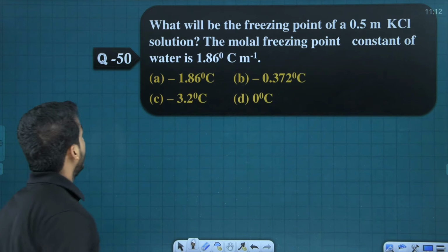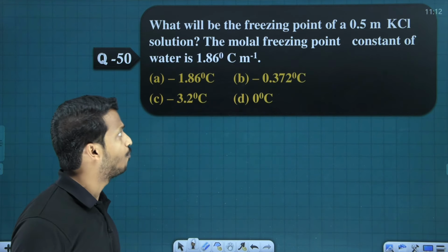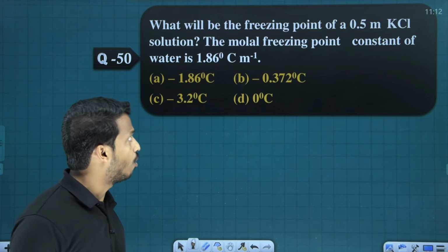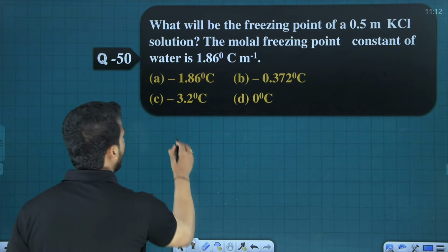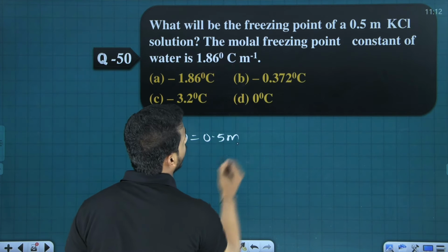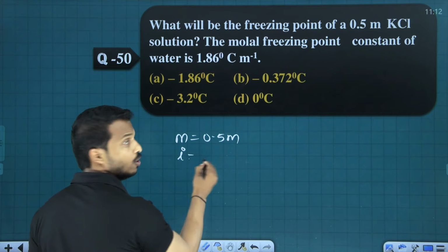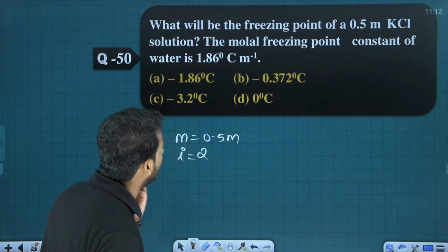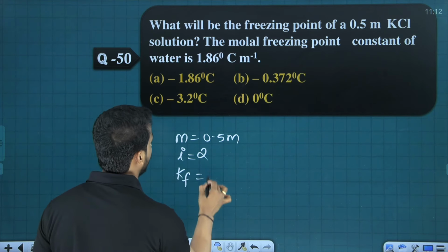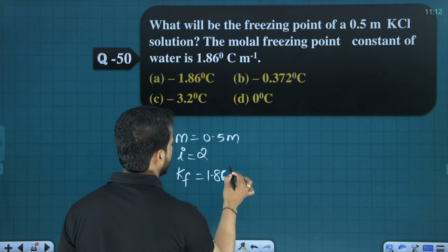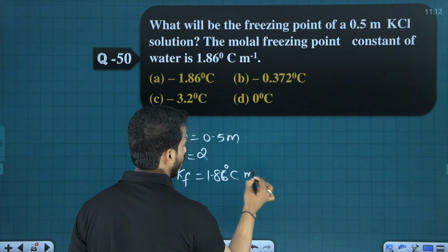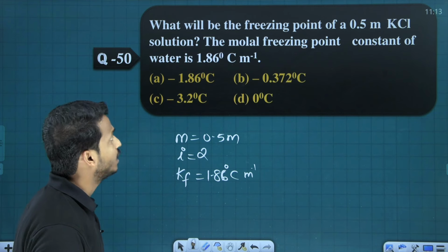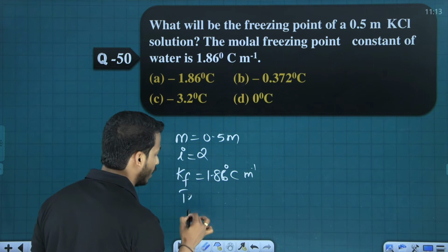Now, what will be the freezing point of 0.5 molal KCl solution? The molality is given to you, 0.5 molal KCl solution. So what is the i value of KCl, all of you? 2, right? K plus and Cl minus, 2 ions. The molal freezing point constant, that means Kf, is given as 1.86 degree Celsius per molality. So here, what is to be calculated? What will be the freezing point of the solution? We are supposed to calculate Tf.